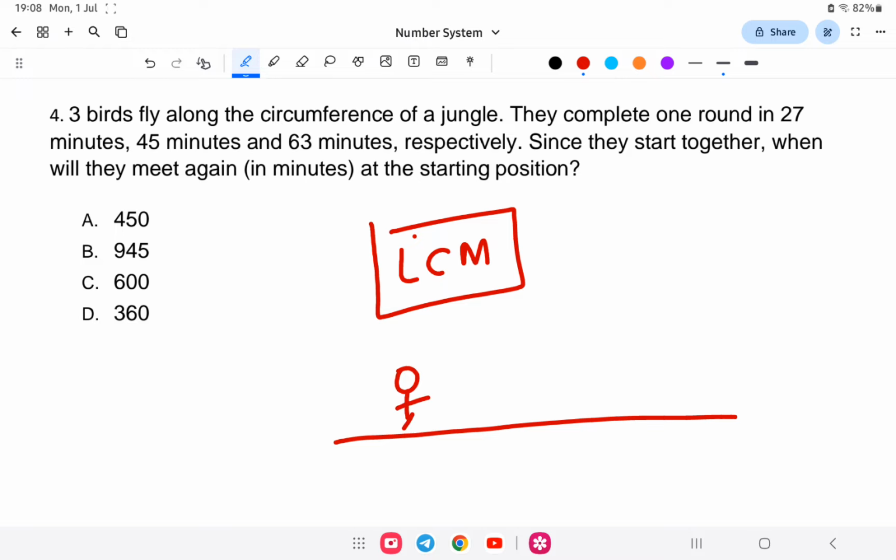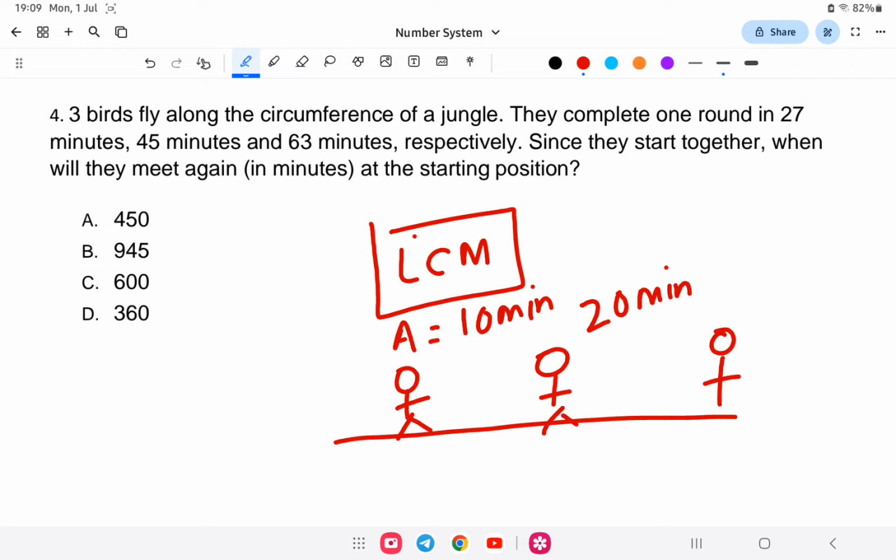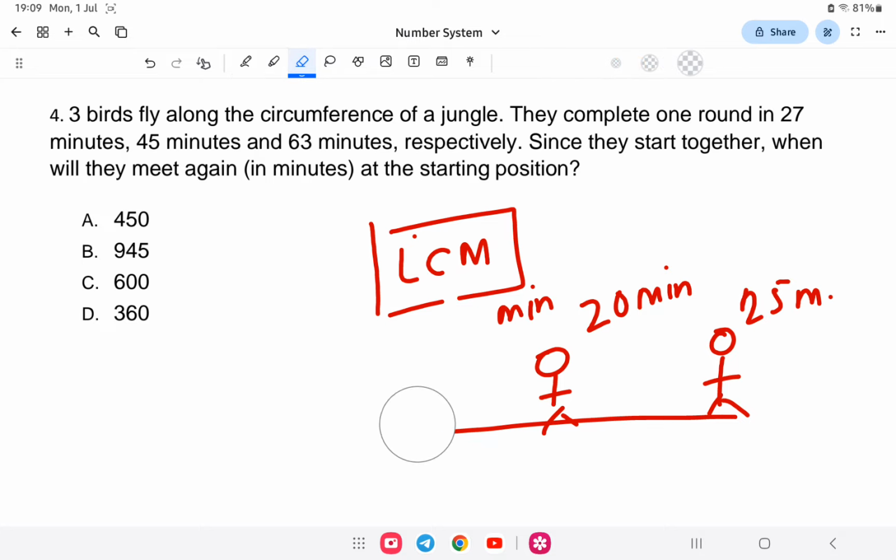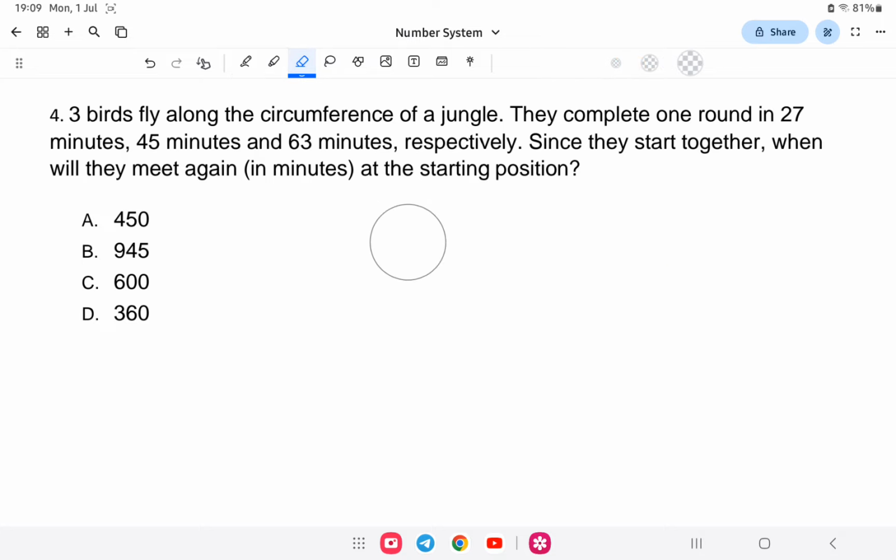In this problem, suppose one runner takes 10 minutes, another runner takes 20 minutes, and another runner takes 25 minutes to complete the track. So we take the LCM. Let's take the LCM of 27, 45 and 63 minutes.